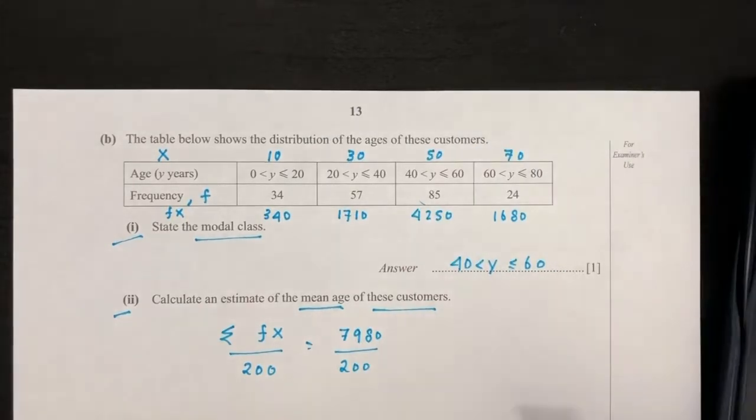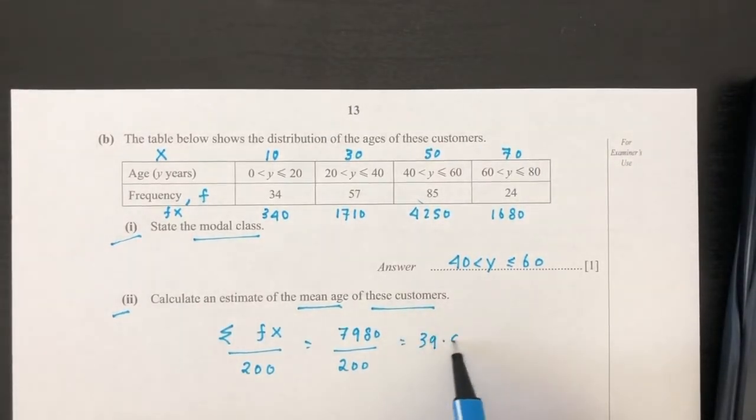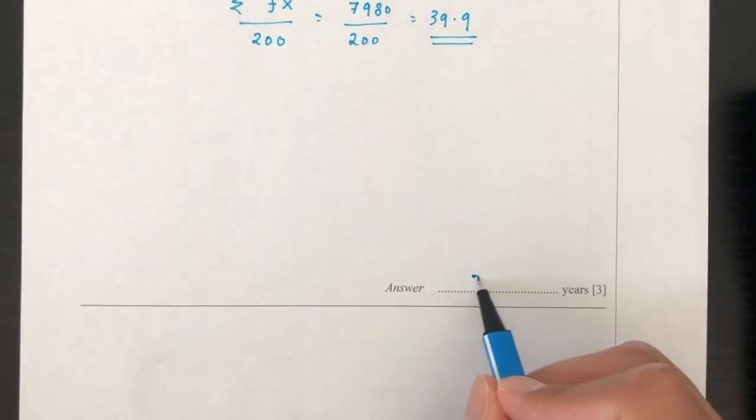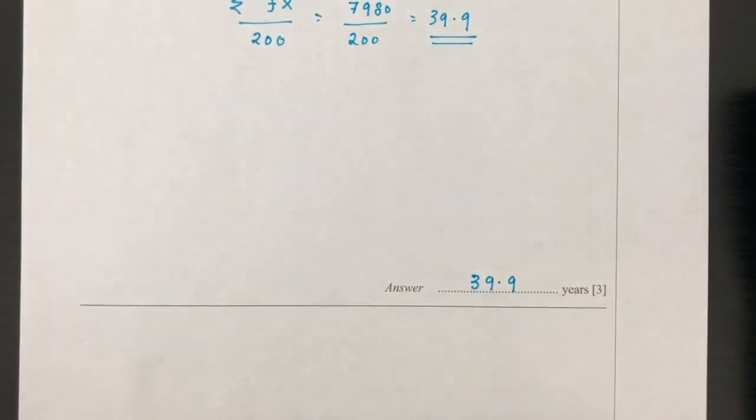That will be 39.9. So this will be your answer for the estimation for the mean age of the customers. And that was question, I think, number 7, right?